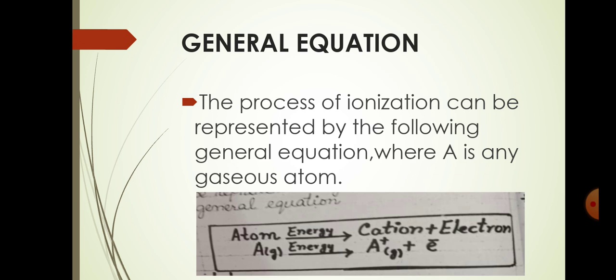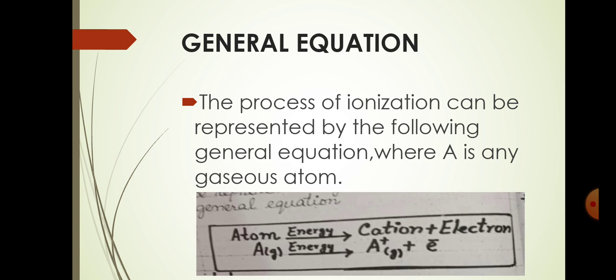Then we discuss the general equation. The process of ionization can be represented by the following general equation, where A is any gaseous atom. The atom has a valence electron, and when that electron is removed, it forms a cation plus an electron. Cation means the atom having a positive charge. For the atom we use the capital letter A, then the small letter g, which means a gaseous atom. When that atom removes its valence electron, it forms A plus, a positive ion known as a cation, plus the electron that is removed.